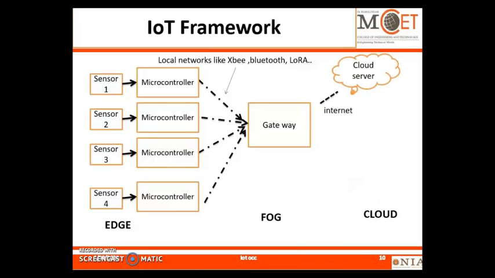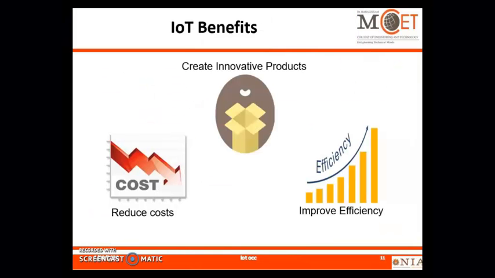From the fog device, via the internet, it is connected to the cloud server. From the cloud server, we can access the data from the mobile or our personal computer. As the picture itself clearly indicates, edge computing, fog computing and cloud computing are all networked together. So this is what is happening in the IoT framework.